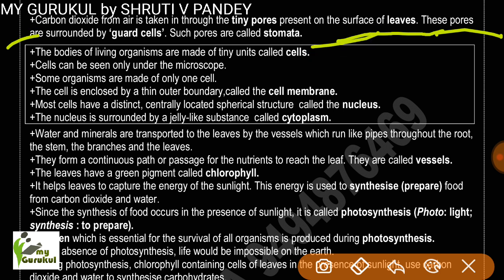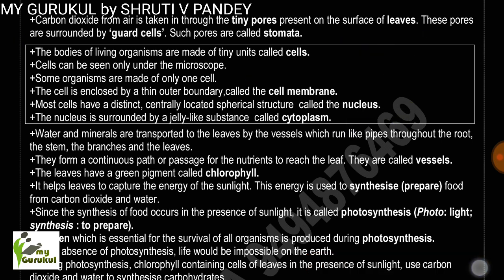The bodies of living organisms are made of tiny units called cells. Cells can be seen only under the microscope. Some organisms are made of only one cell. The cell is enclosed by a thin outer boundary called the cell membrane. Most cells have a distinct, centrally located spherical structure called the nucleus. The nucleus is surrounded by a jelly-like substance called cytoplasm.